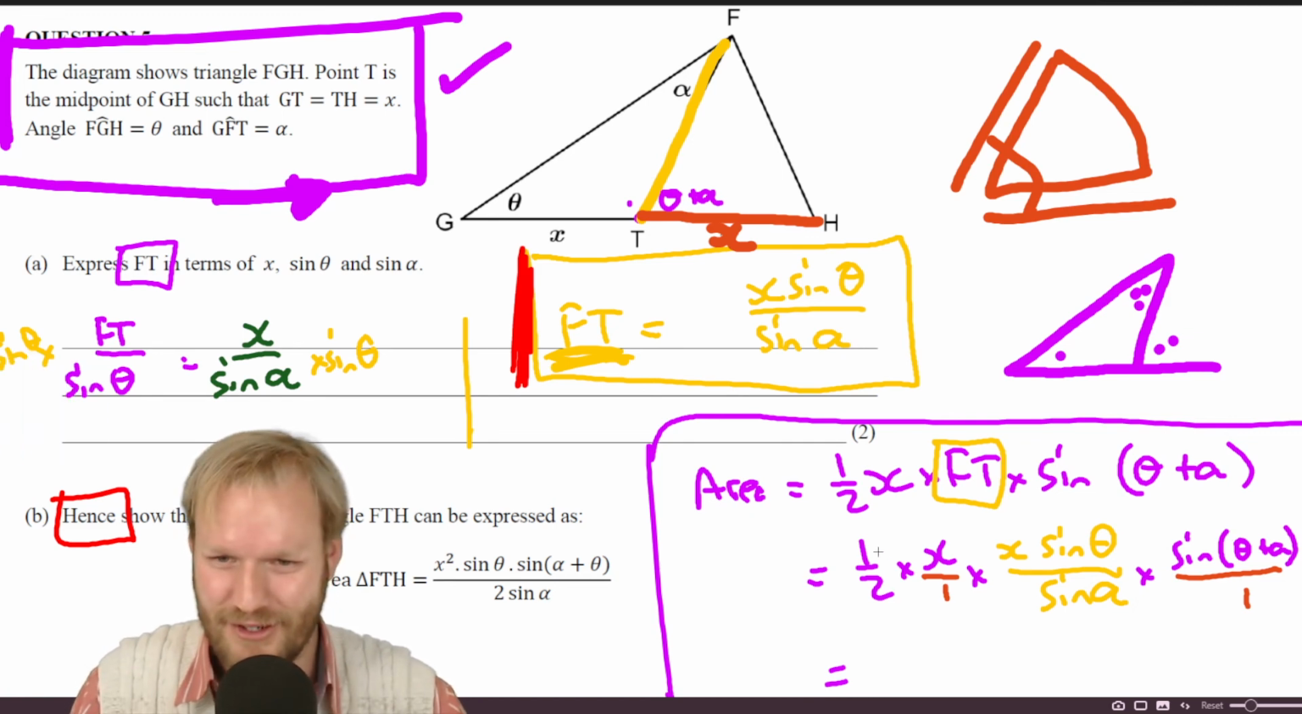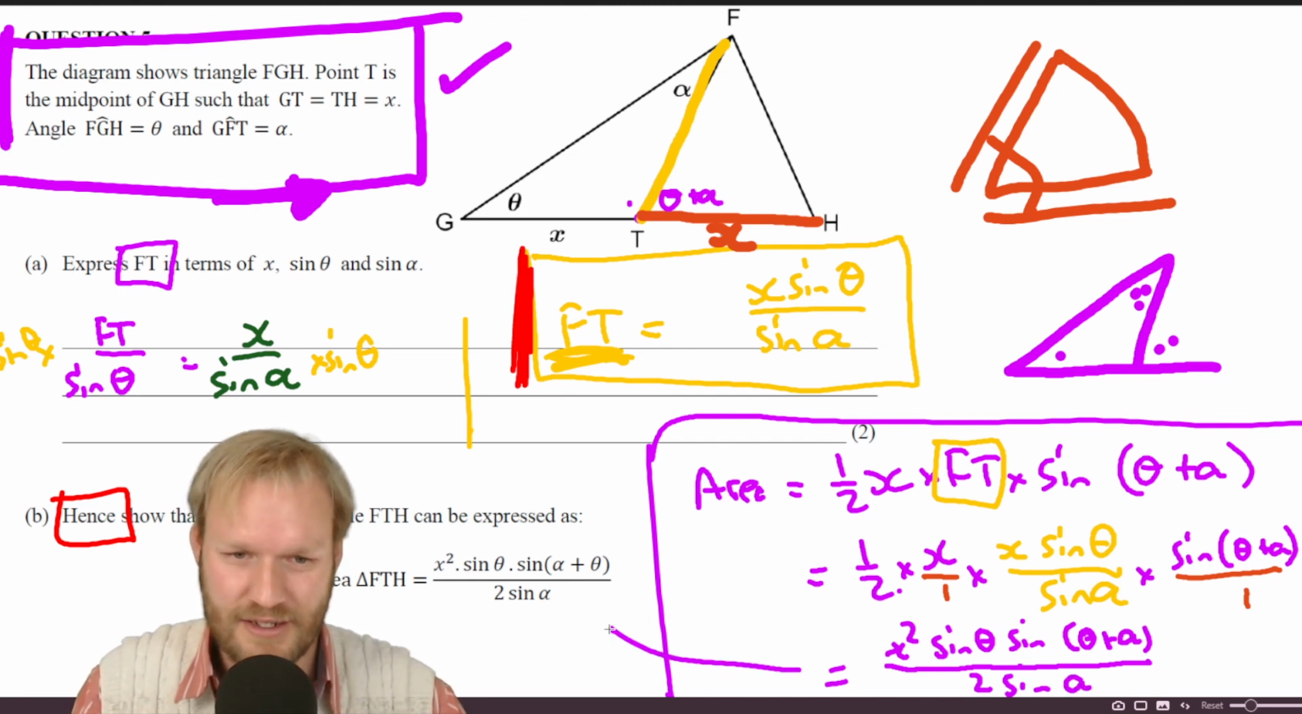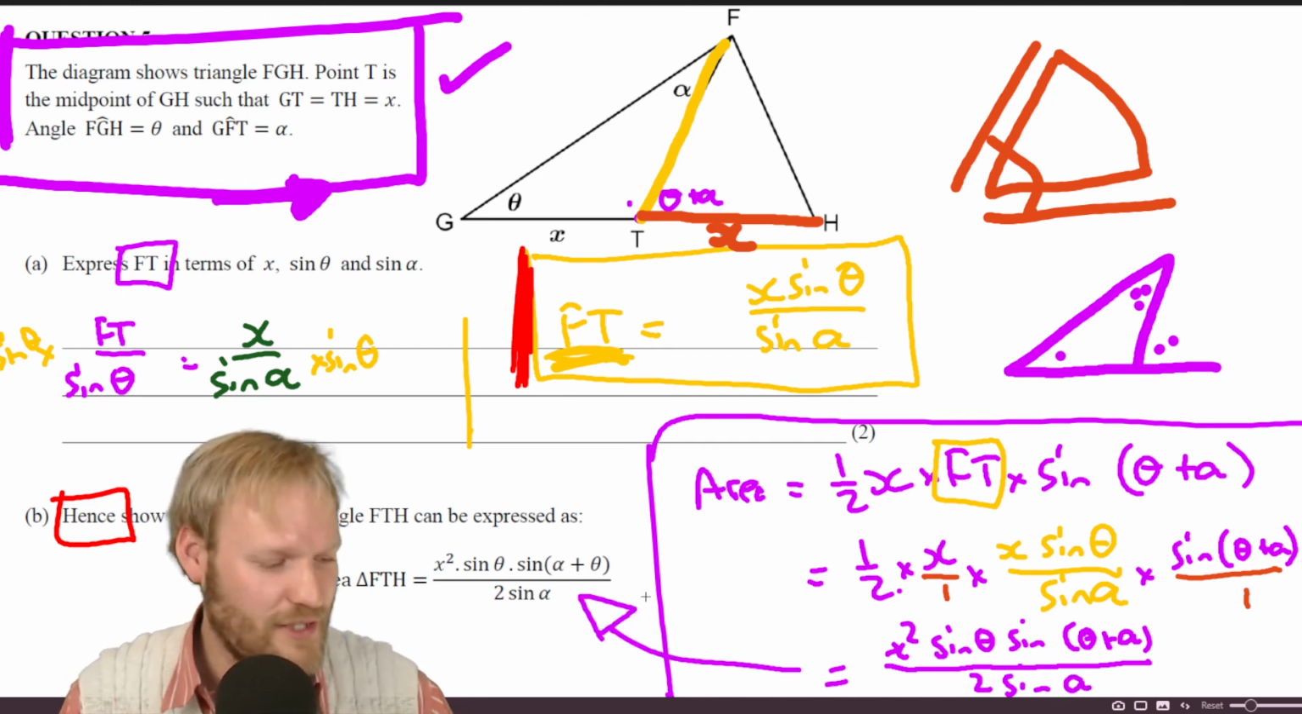So let's go over it. 1 times X times X sine theta. Well, X times X is X squared, sine of theta plus alpha, over 2 times 1 times sine alpha, which is just 2 sine alpha. And doesn't that look a whole lot like that one? I think it does.